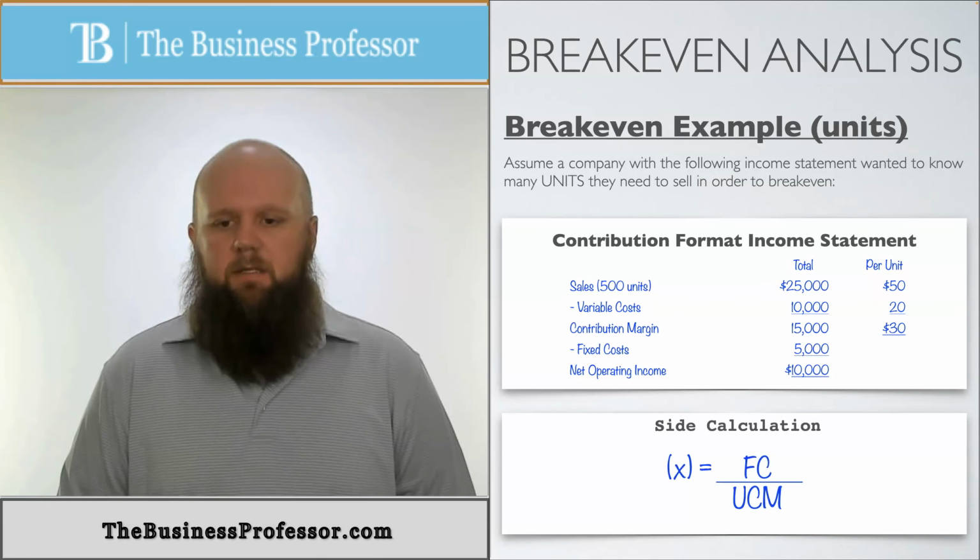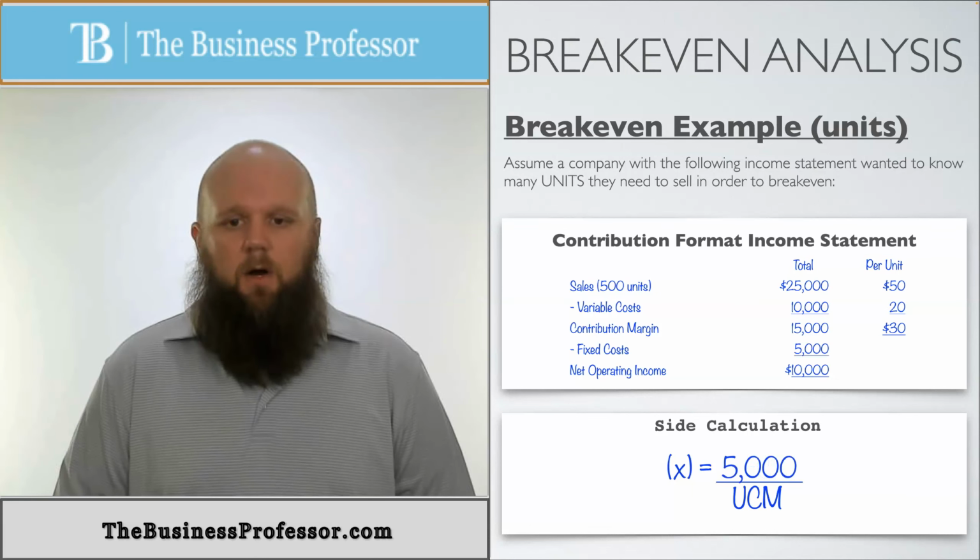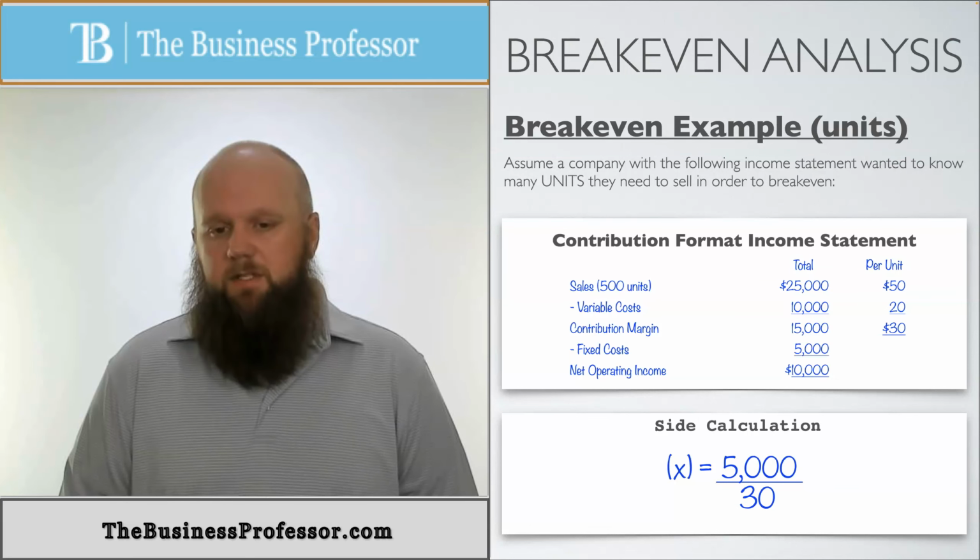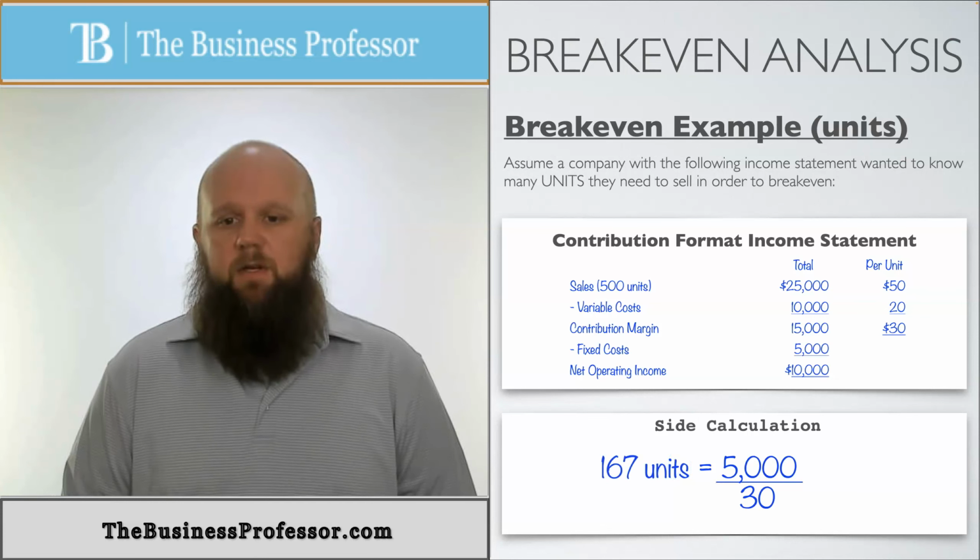So there's our equation, fixed cost over unit contribution margin. Our fixed cost is 5,000. Our unit contribution margin, as it states, is $30. And if we do that division out, that's going to let us know that we need to sell 167 units simply to break even. So instead of selling 500, we need to sell 167 for that net operating income to be zero. Enough for us to cover all of our costs, and that's it.